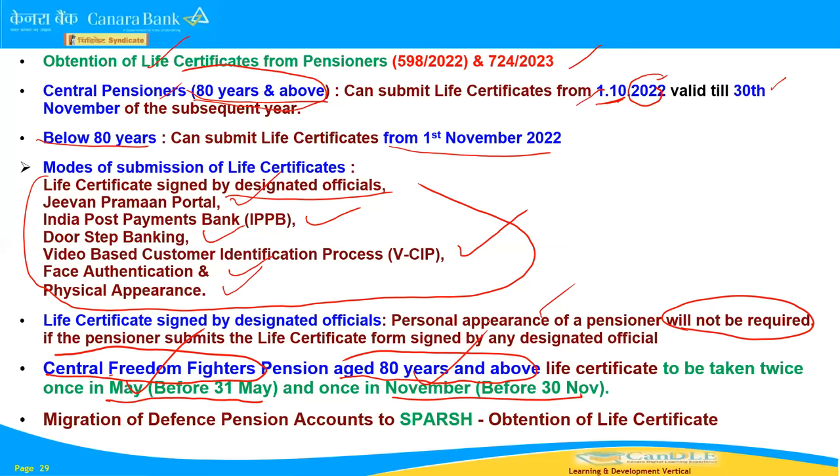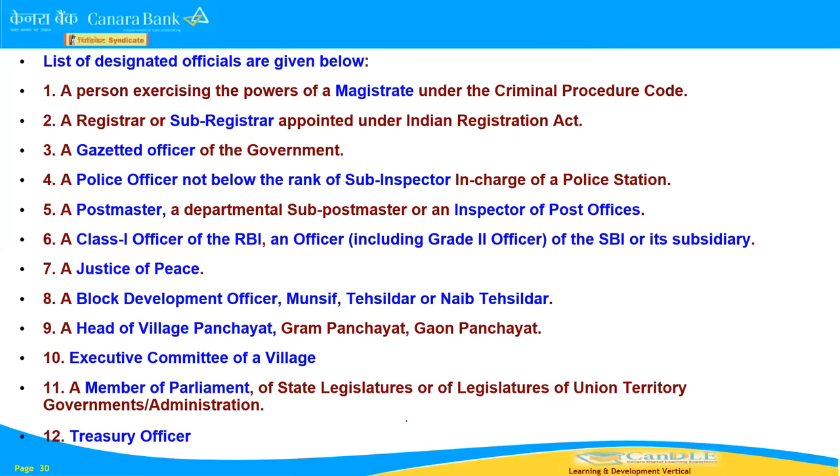Then migration of defense pension accounts: in Ahmedabad, they have done it. The name of that package is called Sparsh. Sparsh is the migration of defense pension accounts. Then who are the designated officials? Who can give? See, a person is bedridden. He can't come, but somebody has to certify. Who can?